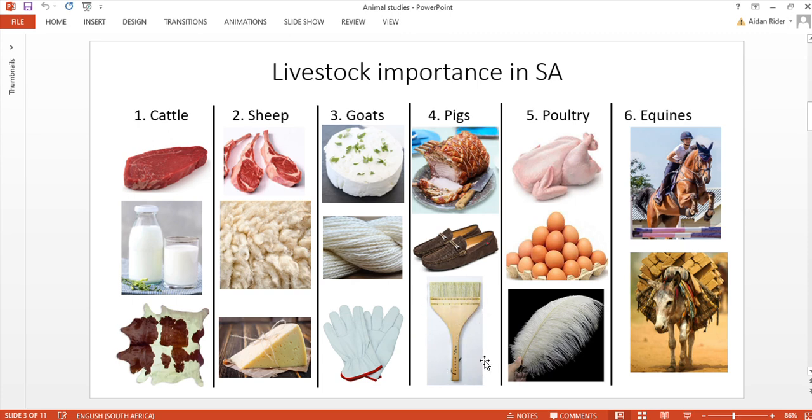It's very sought after by the artists and the artist industry. They actually use it for these paintbrushes. It paints very lovely. Okay, then fifthly is our poultry, meaning birds.